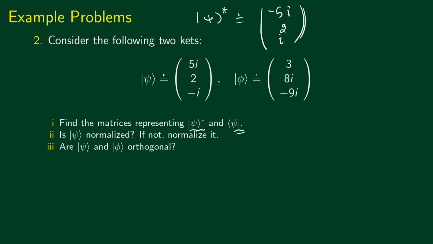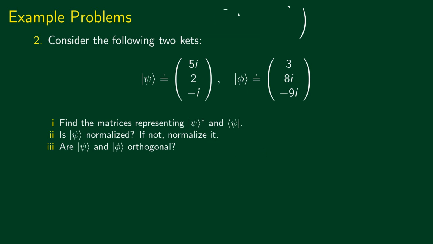Now, what's the bra psi? In order to find bra psi, you have to transpose ket psi and complex conjugate. It's a transpose conjugate. So we get minus 5i, 2, and i. This is bra psi. Now the next question is, is ket psi normalized? If not, normalize it.